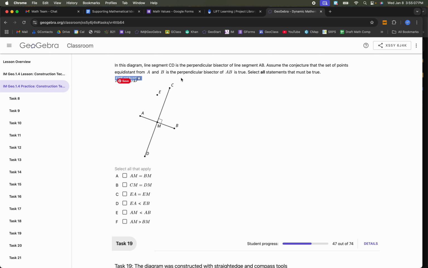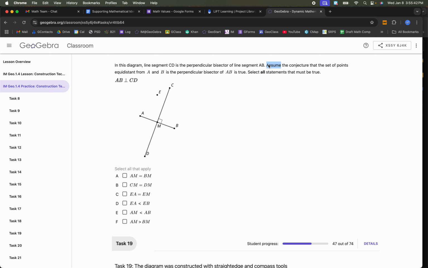In this diagram, line segment CD, that's this one right here, is the perpendicular bisector of line segment AB, which means that this line here, CD, cuts this one in half. So AB is getting cut in half by CD, and because it says perpendicular up here, it means that it's cutting it at a right angle, right? Okay. Assume the conjecture that the set of points equidistant from A and B is a perpendicular bisector of AB is true.